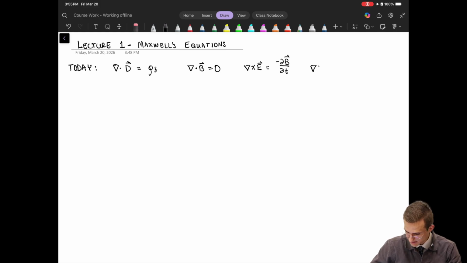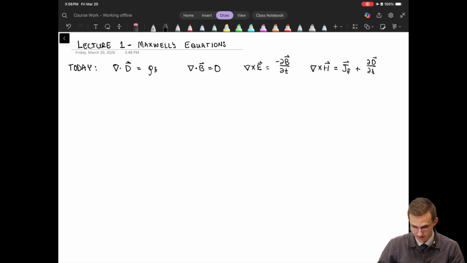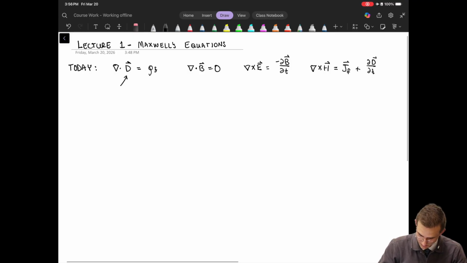And then the last equation here is the curl of H equals J_F, or your free current density, plus the time derivative of the displacement field. Okay, there are four vector expressions. There are actually 8 equations in here, because the two equations on the right are vector equations. The two on the left are scalars, so they're only one equation each.